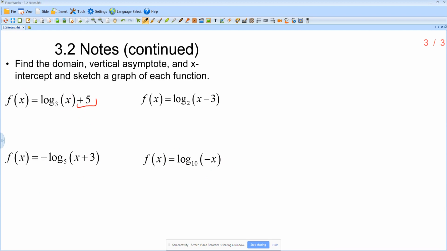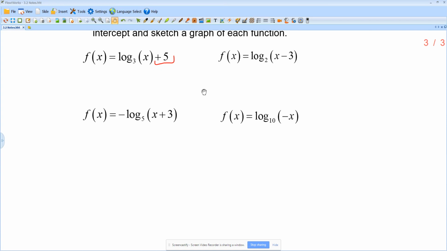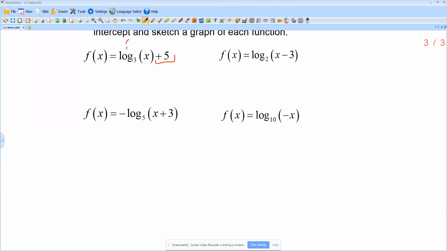And then looking at the graphing. The graphing is really where it's going to be a bit tougher, or arguably a lot tougher. Find the domain, vertical asymptote, and x-intercept, and sketch a graph of each function. So for 1, we're going to start off with the fact that we need 3 points: 1 over a, negative 1; 1, 0; and a, 1. Remember, those are basic points.